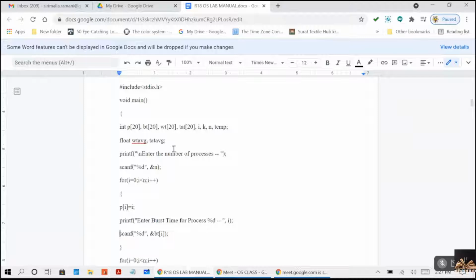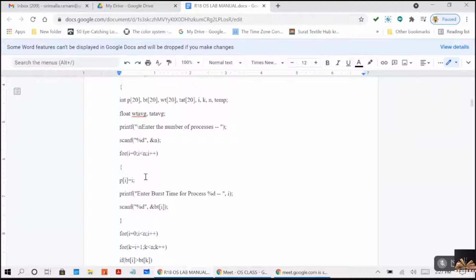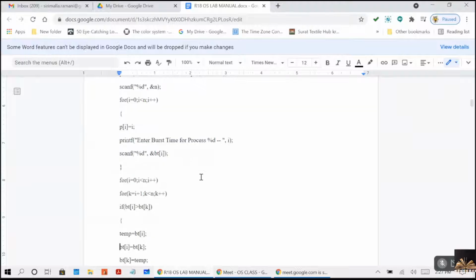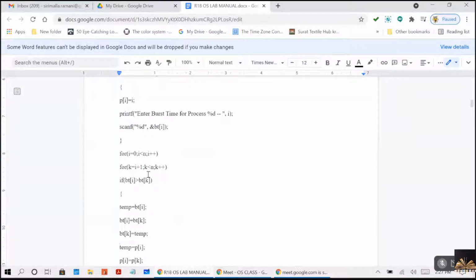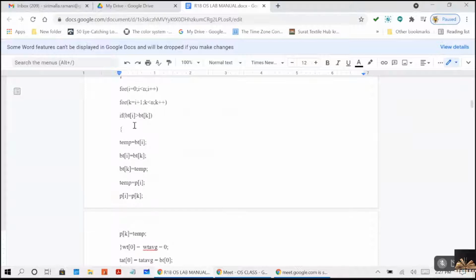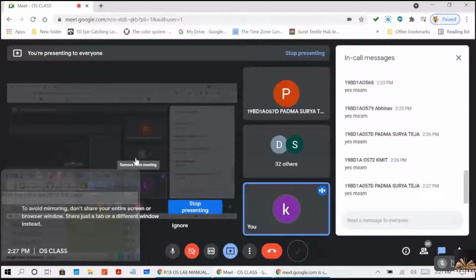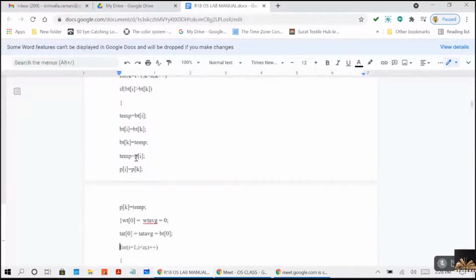Initially the number of processes, burst time, waiting time, and turnaround time are all the same. It asks you to enter the number of jobs and then the burst times for the jobs. Here I am doing the swapping: if the first job's burst time is greater than the second job's burst time, I swap. You all know how to do the swapping and sorting, right? Yes, the same sorting is done here.